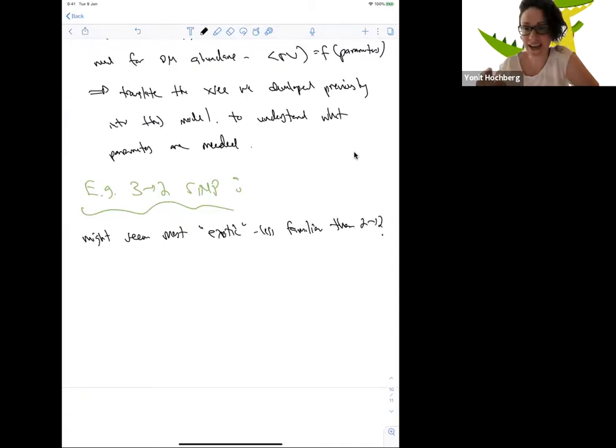But we actually have 3-to-2 processes in the standard model itself. Well, we have these processes. Let's write it this way: we have it in the standard model. Okay, so let's see how this works.